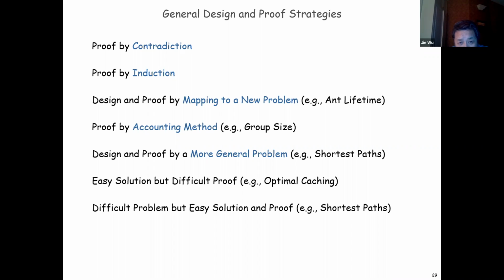And in some cases, I think a lot of students have experience. When you try to solve a problem, it's quite difficult. But that's counterintuitive. You make the problem even more general. It looks like a harder problem. And you can solve it much more easily.